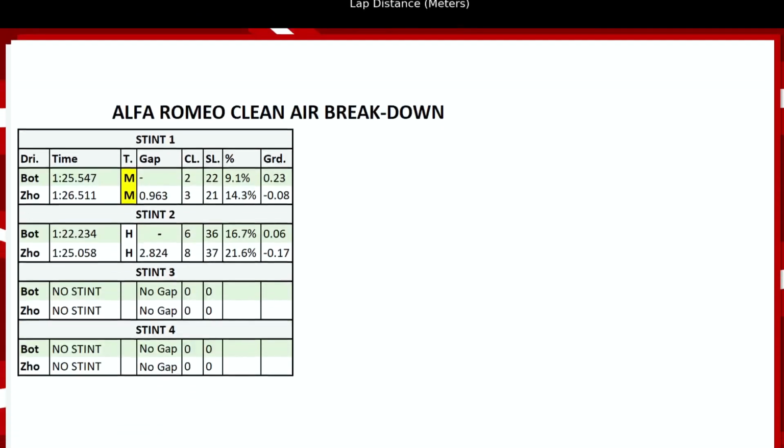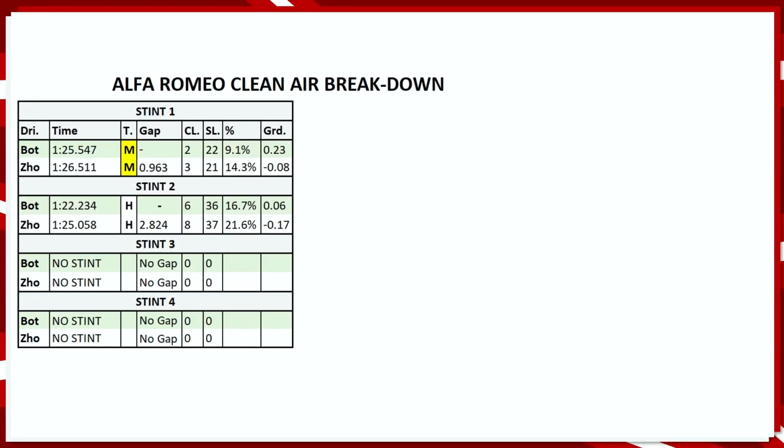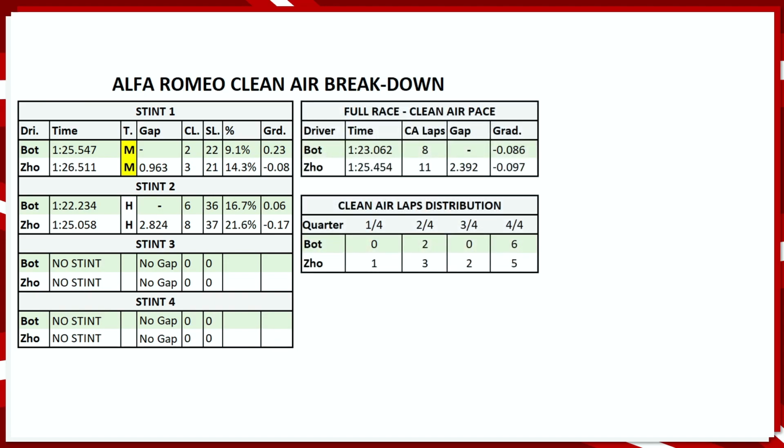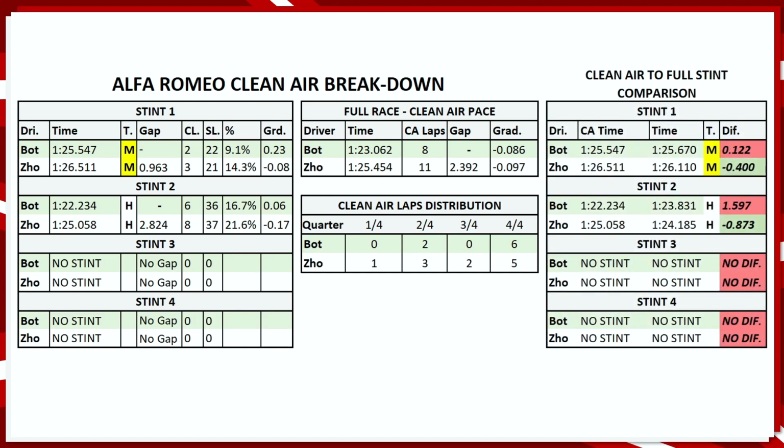Then taking a look at the clean air lap breakdown between the two, there is a large difference between Bottas and Guan Yu Zhou. But taking a look at their quarter distribution, we can actually see that the Alfa Romeos didn't really set that many lap times at all in clean air, with just 8 for Valtteri Bottas and 11 for Guan Yu Zhou in a 58 lap Grand Prix. With their traffic breakdown looking a bit like this, both drivers lost quite a bit of time in stint number 1 and stint number 2, but again, there isn't a large pool of clean air laps to choose from.